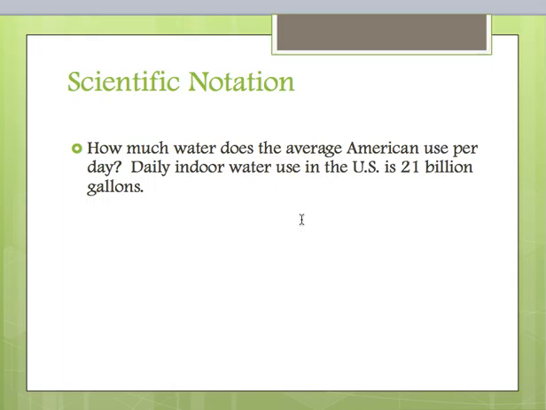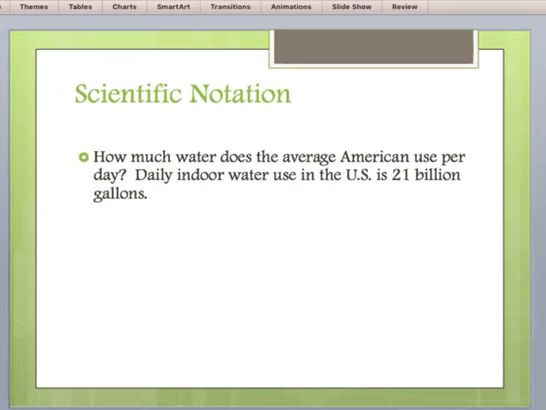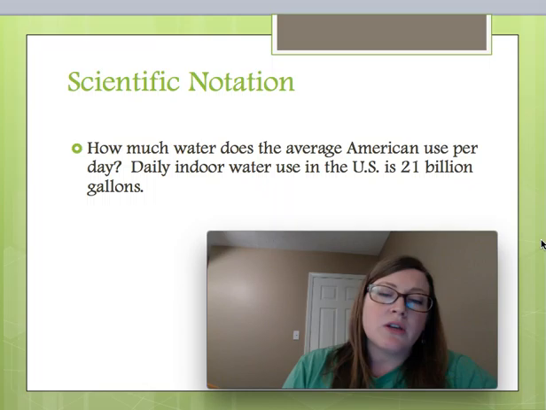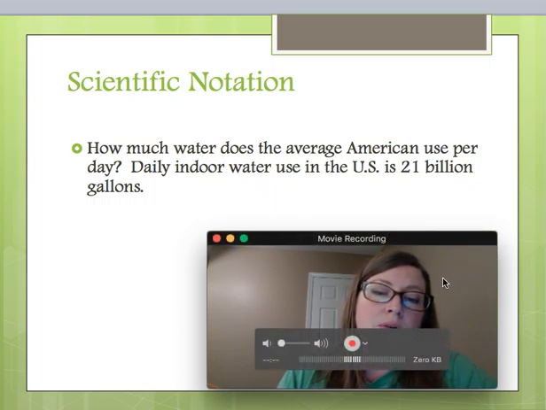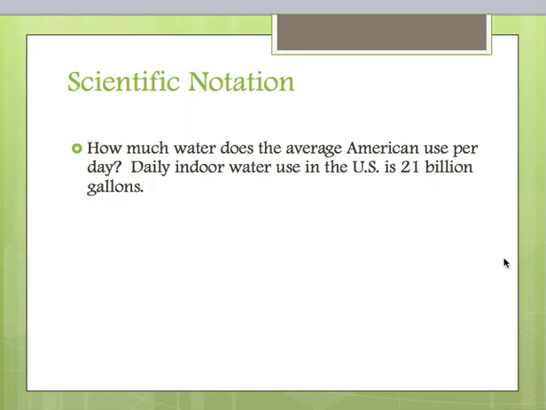Here is a problem that's going to require you to divide exponents. How much water does the average American use per day? So daily indoor water use in the U.S. is 21 billion gallons. Now, in order for you to be able to answer this question, you're going to need to know how many people are in the United States. Hopefully you know that. If not, you will now.